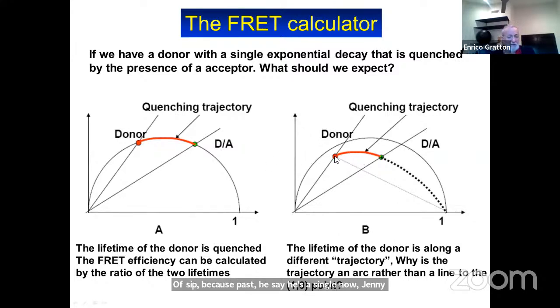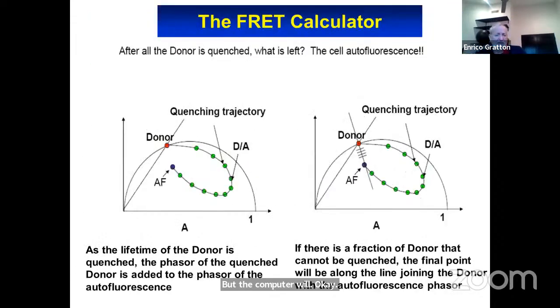Now, generally the donor is not a single exponential, and then you will have many points that bring you up to 1, 1, which is a zero lifetime. And then you will have a curve which is difficult to calculate by hand, but the computer will do it exactly. So the FRET calculator will calculate this. You have a donor, and then you have 10% of acceptor, et cetera. And depending on the amount that you have, the curve will bend, and it will end up in the autofluorescence, because at the end, when you quench all the donor, due to transfer or not, you will have only the autofluorescence.